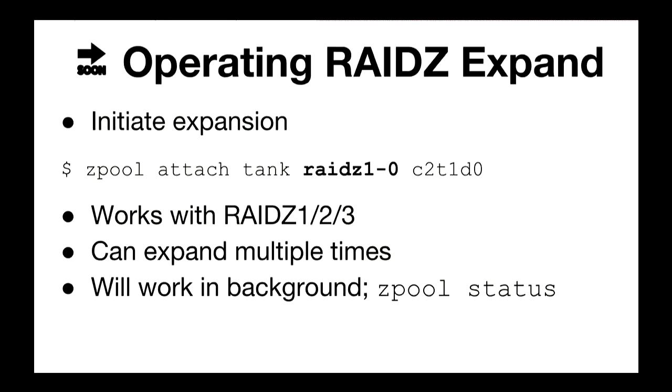All right, cool. So how do you do this? You use the zpool attach command, just like you would to attach a device to a mirror. So in this case, we're attaching this disk to this vdev, raidz1-0. The -0 is the vdev ID, which shows up when you do zpool status. It works with all different RAID-Zs: 1, 2, and 3. You can do multiple expansions, so you can add one disk, and then add another disk, and another disk. It will work in the background and show the progress with zpool status.